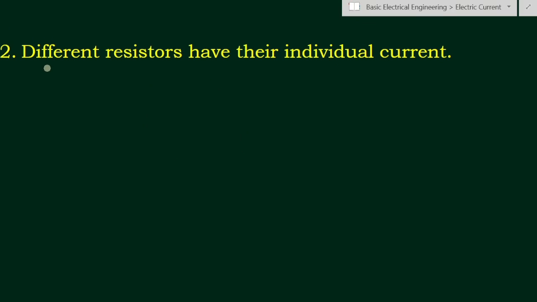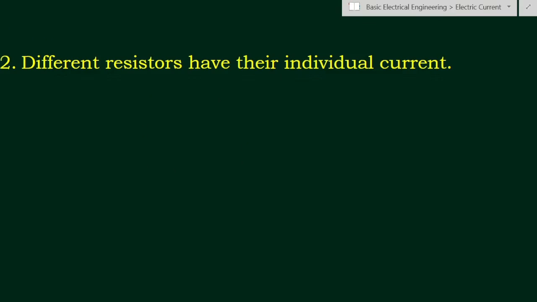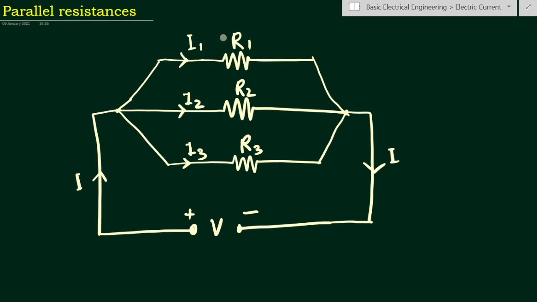The second characteristic is that different resistors have their individual current. That means depending on the values of these resistors R1, R2 and R3, the amount of current flowing through the resistors will be different. If a resistance has a higher value than another, then it will have lower current, because the resistances oppose the flow of electrons. If there are fewer electrons, then the current will be lesser.